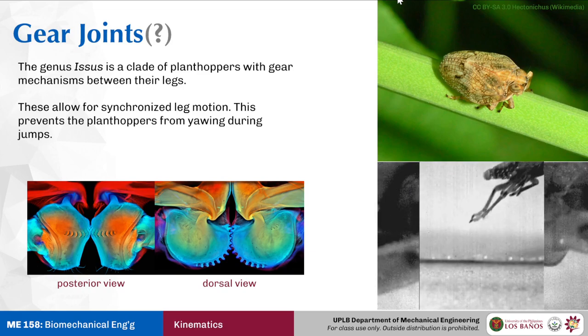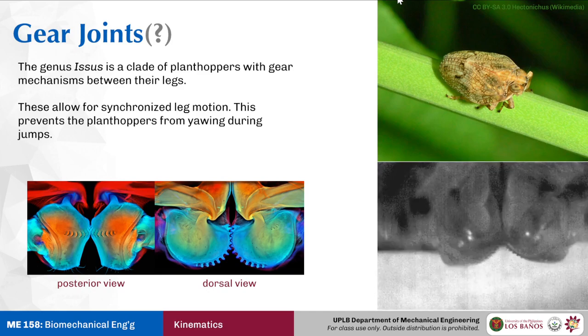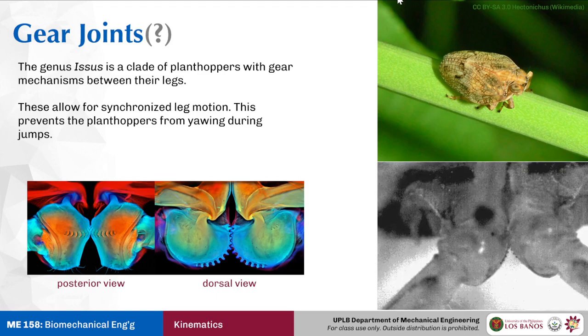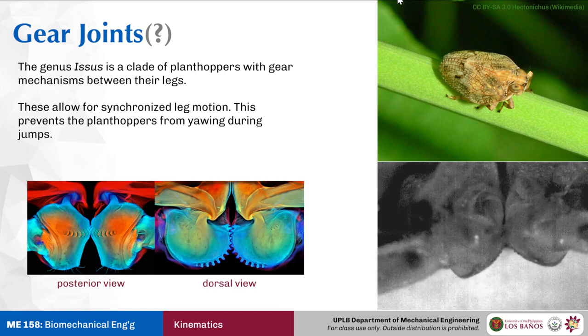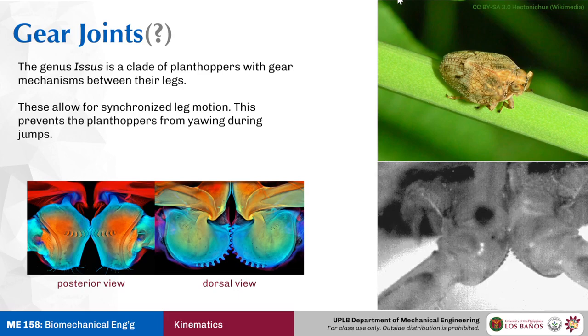So yeah, it's pretty cool. So far, this is the only animal that has gear teeth anywhere in its body. Maybe there will be in the future, but I'm not really sure. So it's kind of unique.